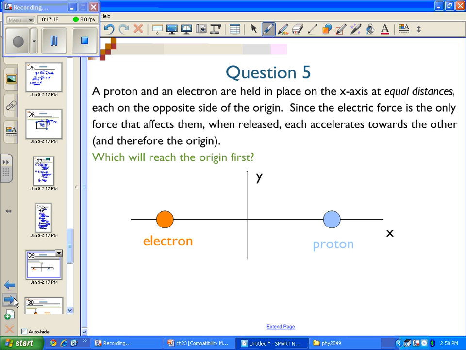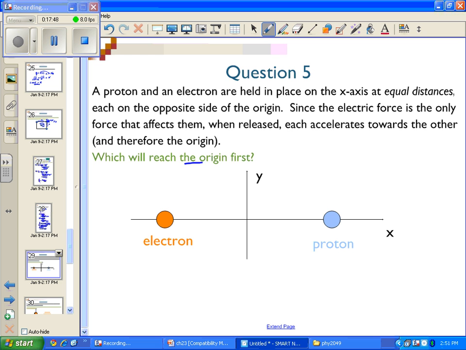Question 5 asks the following. It says a proton and an electron are held in place along the x-axis at equal distances to each other and on opposite sides of the origin. Since the electric force is the only one that affects them, when each is released, each will accelerate towards the other. Question: which is going to reach the origin first?